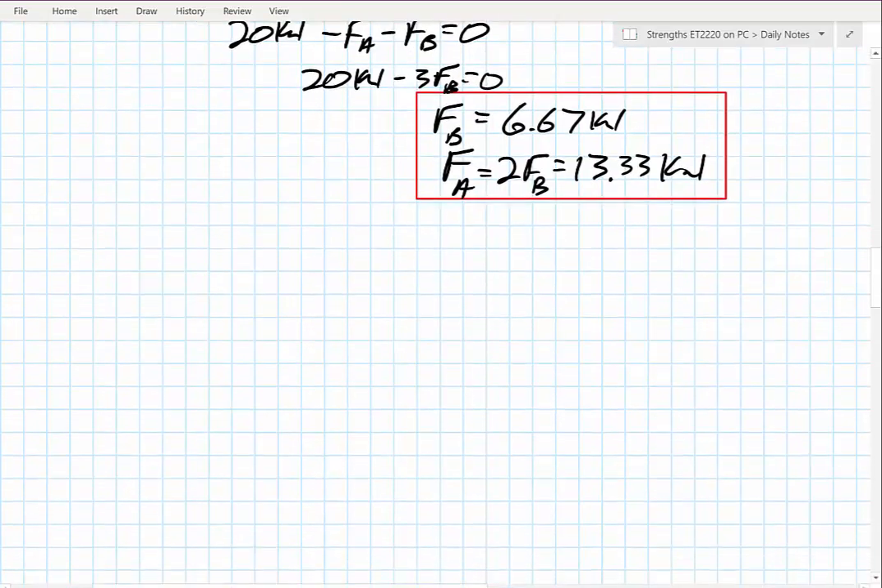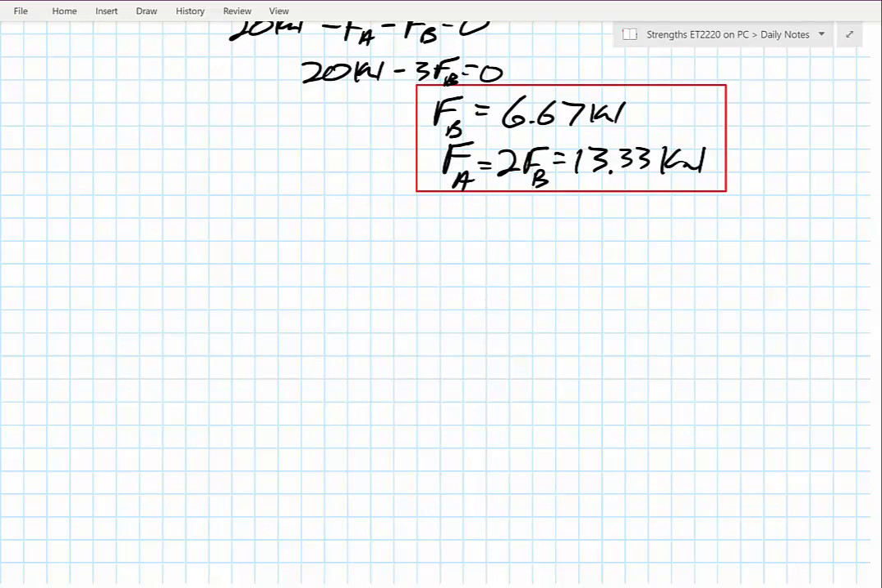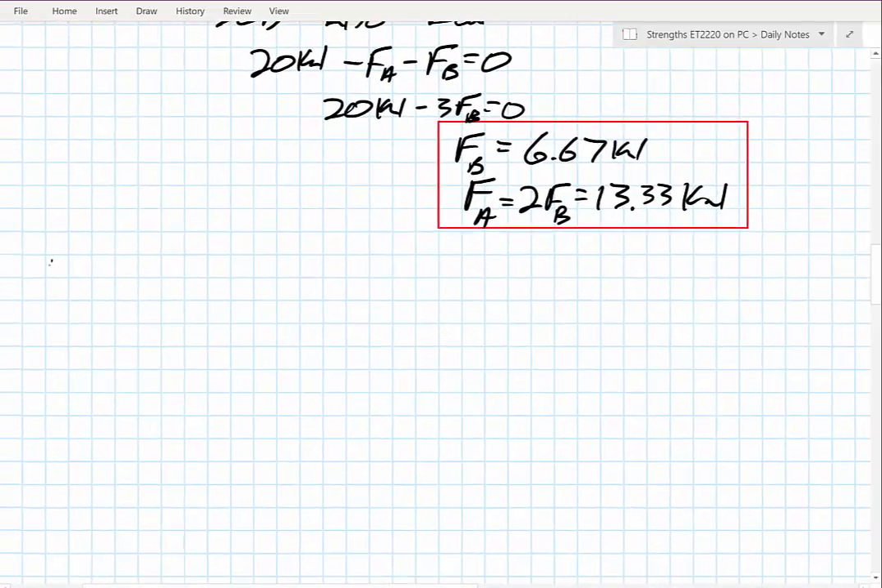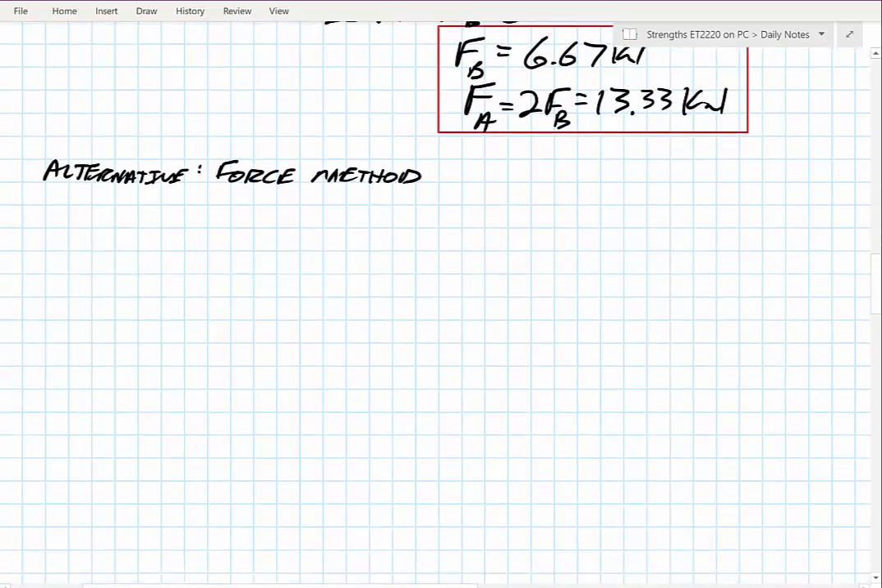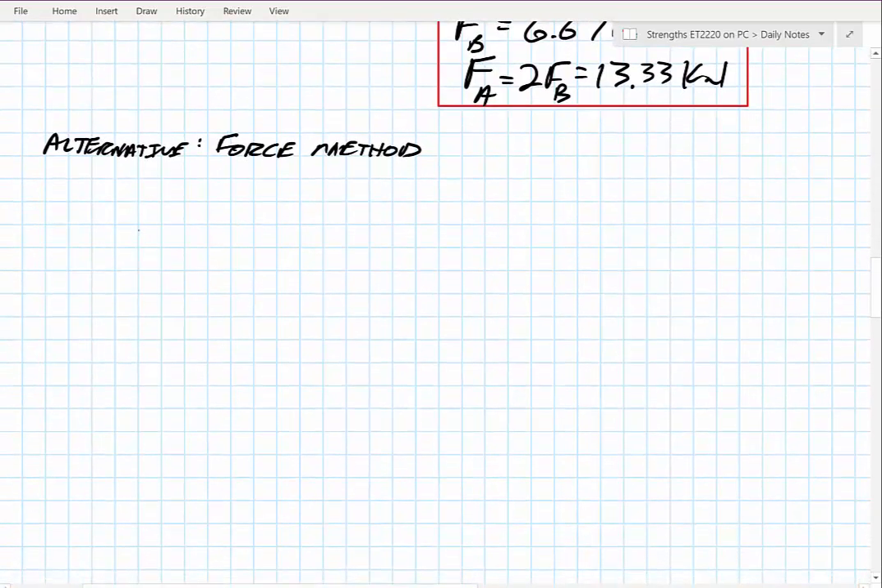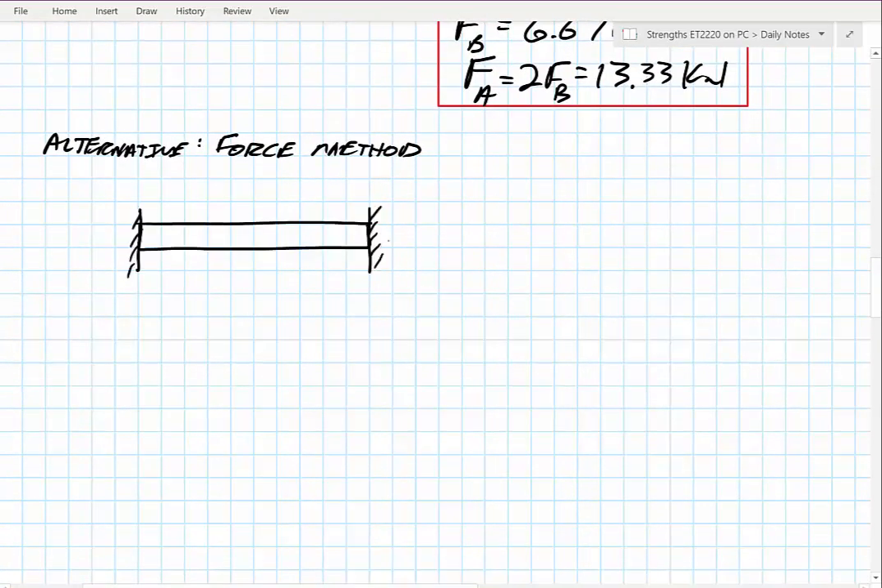Another way we can look at this, it's actually the exact same problem, just a slightly different method. And this alternative, I'm going to call the force method. So let's once again take a look at this problem. Between these two rigid supports, I have a force on this collar that's equal to 20 kilonewtons. I'll ignore drawing the collar to save some time. This is point A, this is C, this was B.